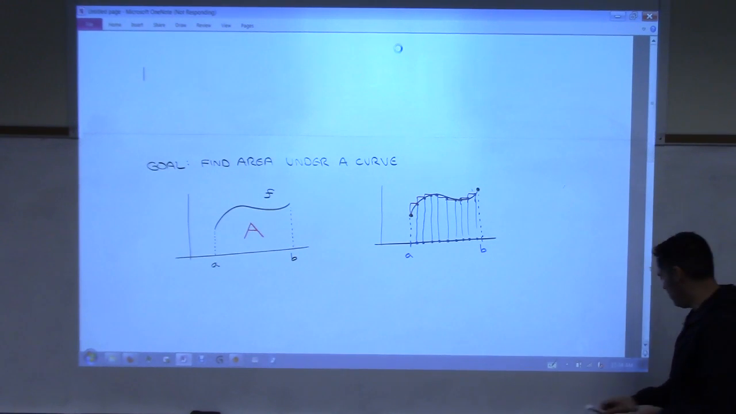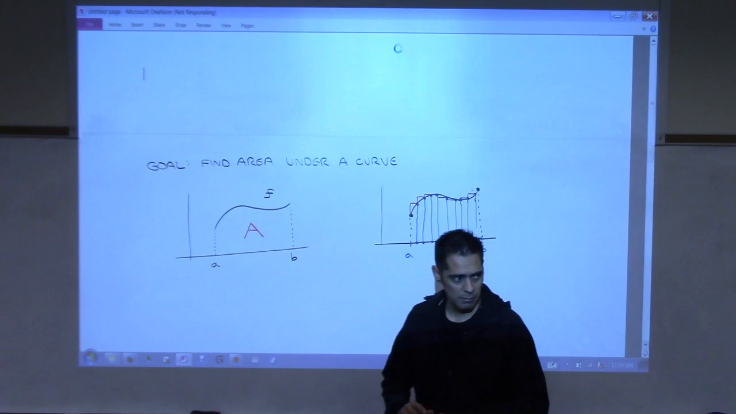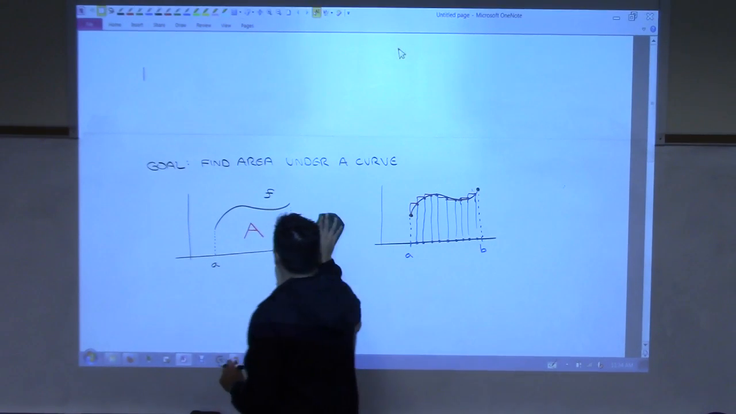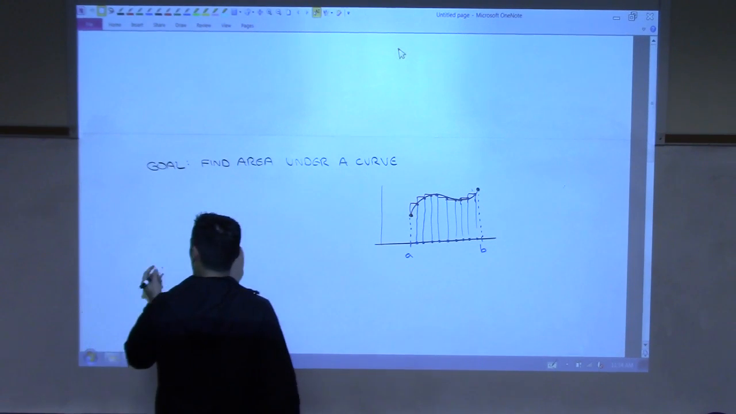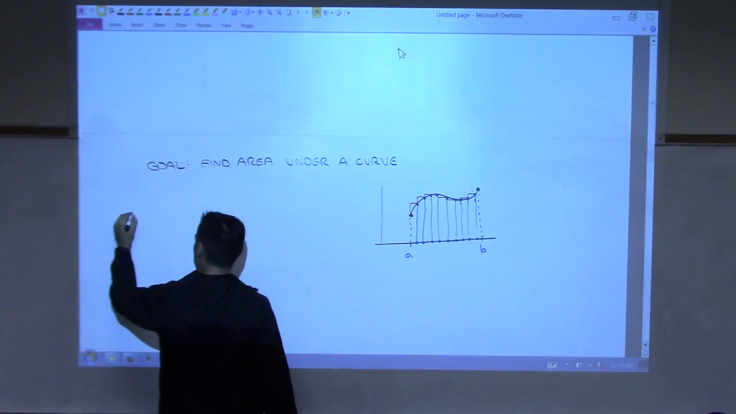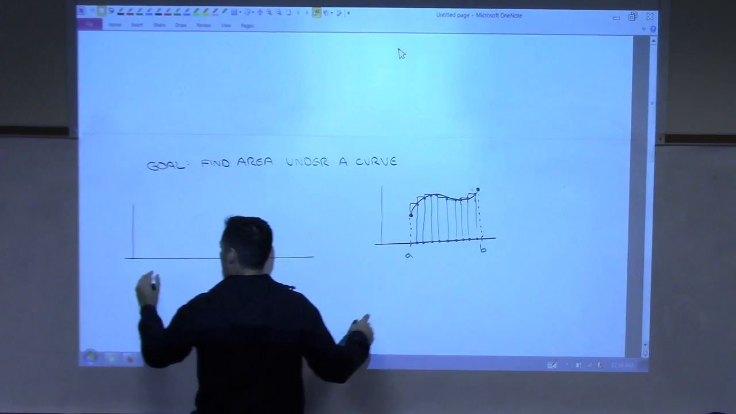So you understand the concept, right? The basic idea here? Yeah? Okay. Now I'm going to try and do this. I don't know how this is going to go. All right. I want to look at this picture again. I want to focus on this number line.